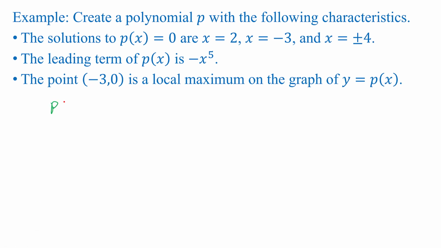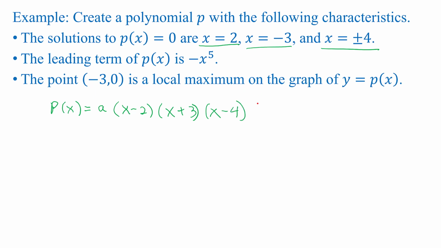So p of x is going to equal, I'm going to throw an a, my leading coefficient, out in front here, or I think it will be my leading coefficient. Let's see what factors we get. If x equals 2 is a zero, then x minus 2 will be a factor. If x equals negative 3 is a zero, then x plus 3 will be a factor. If x equals 4 is a zero, then x minus 4 is a factor. And if x equals negative 4 is a solution to p of x equals 0, then x plus 4 is a factor.